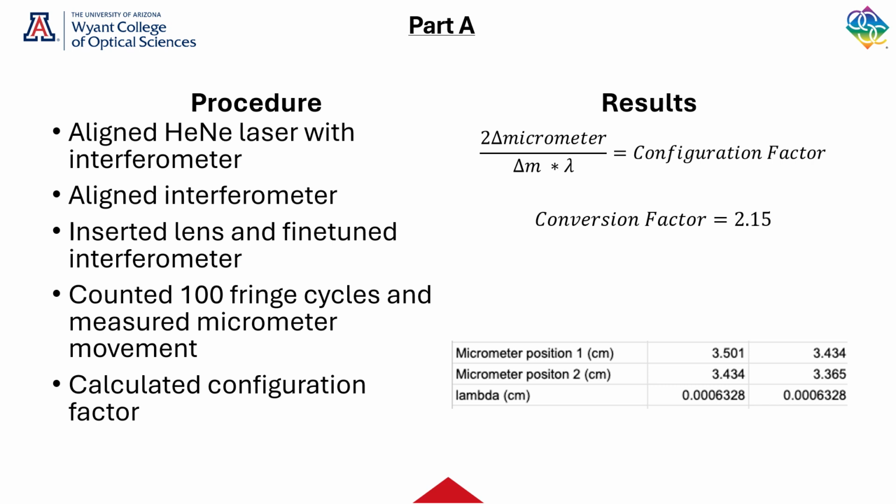We then moved the micrometer and we were able to count 100 fringe cycles, and we saw the difference in the micrometer movement. And using this, we were able to calculate the configuration factor using the equation on the right side there. And this configuration factor will allow us to figure out how much the actual mirror is moving with respect to how much we move the micrometer, because they're not a one-to-one relation. And as you can see here, we found that the conversion factor is 2.15. We did this twice, as you can see in the data there at the bottom. We got very similar results with both.